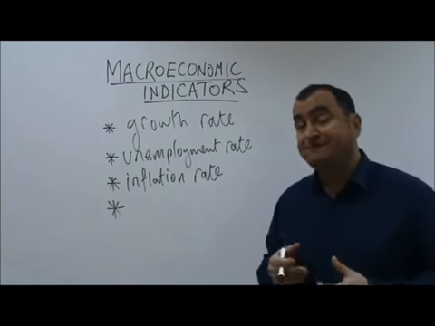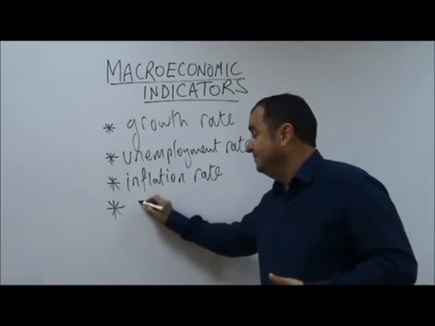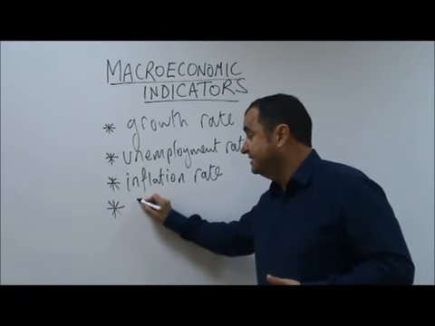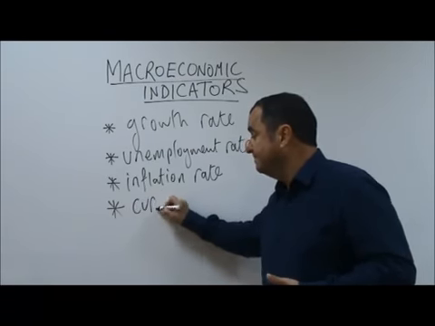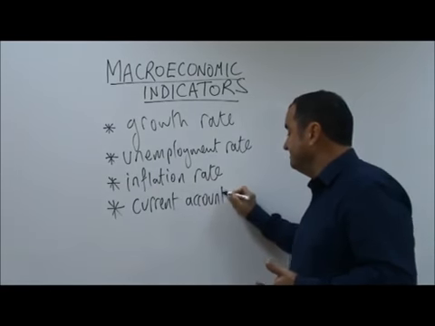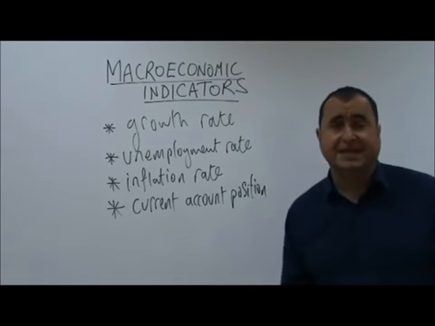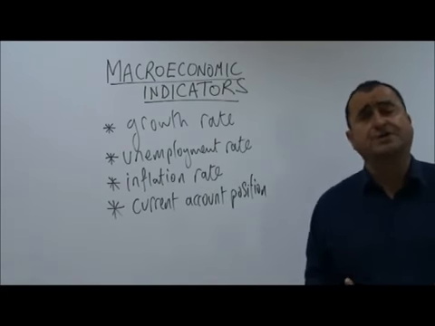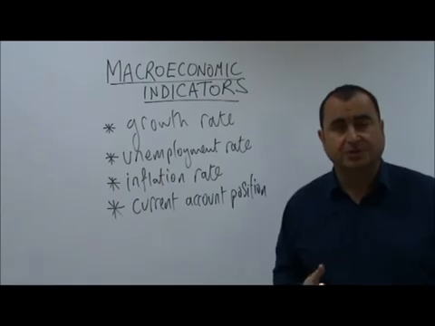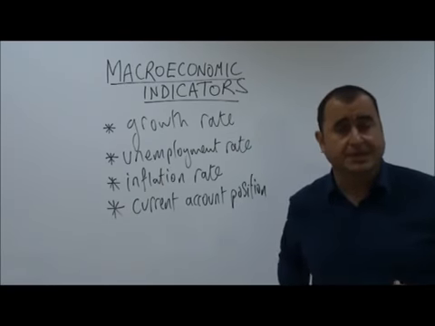Finally, a fourth macroeconomic indicator is the state of the current account, the current account position. The current account is part of a document called the balance of payments, which records all the flows of money in and out of a country in a single year.